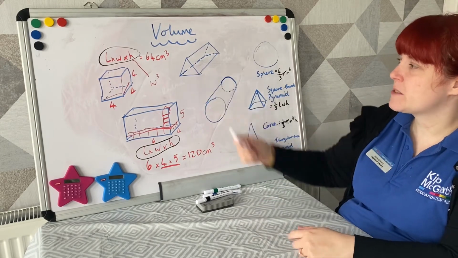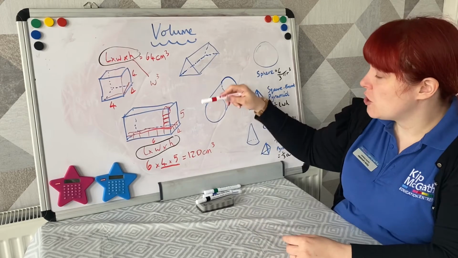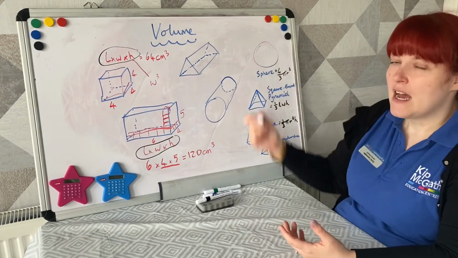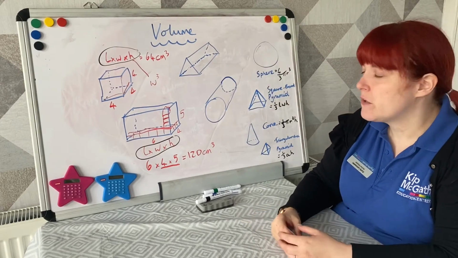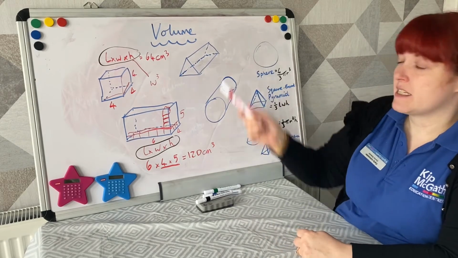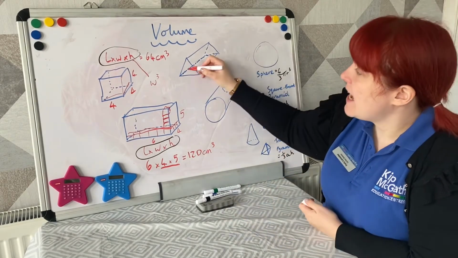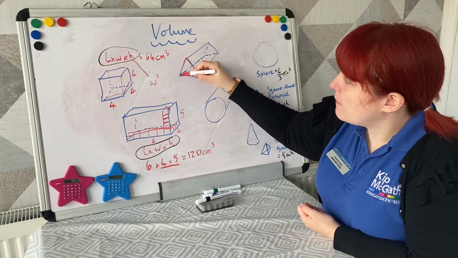I always talk about this one, triangular prism, because it's got a triangle and it's the same all the way along. And I remind kids, it's a Toblerone, okay? With any of these, all we ever need to do is find the area of this flat bit facing us.